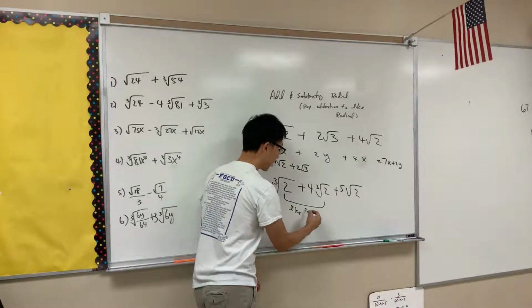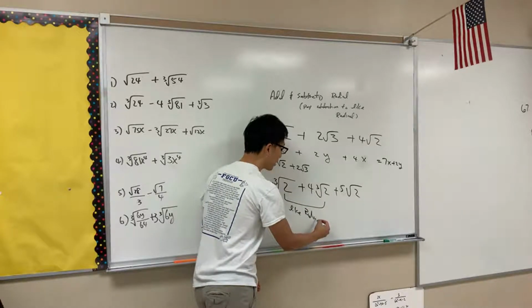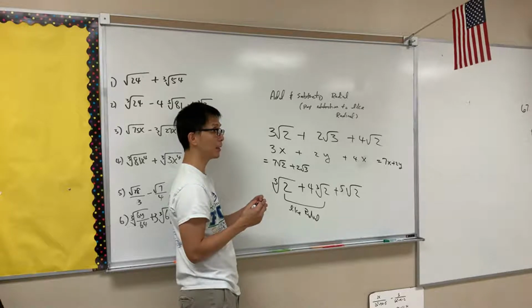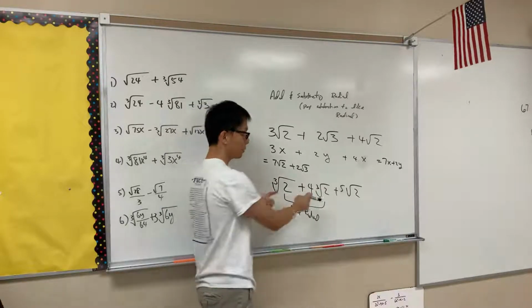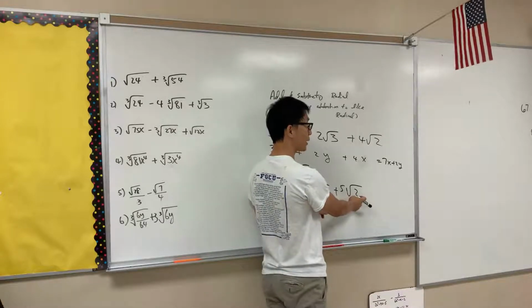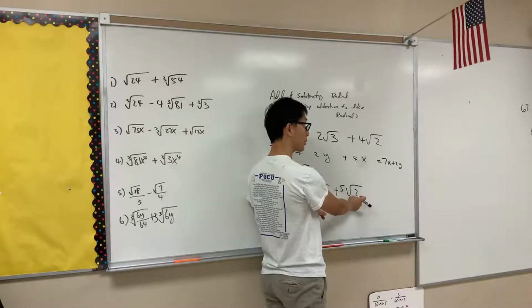So there's a term called like radicals, and what I mean is they have to be exactly alike, even the indices. Even the roots have to be the same. Now those two are not like radicals. They can never be added or subtracted together.